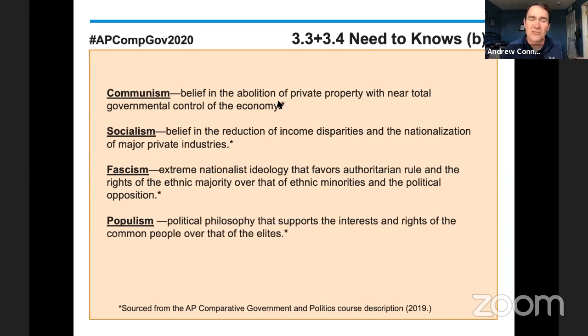Fascism is this extremely nationalistic ideology. You tend to see, well, you do see authoritarian rule. Certainly in Adolf Hitler's Nazi Germany, you saw totalitarian rule, and certainly a priority of the ethnic majority over that of the ethnic minorities are what characterize fascism.